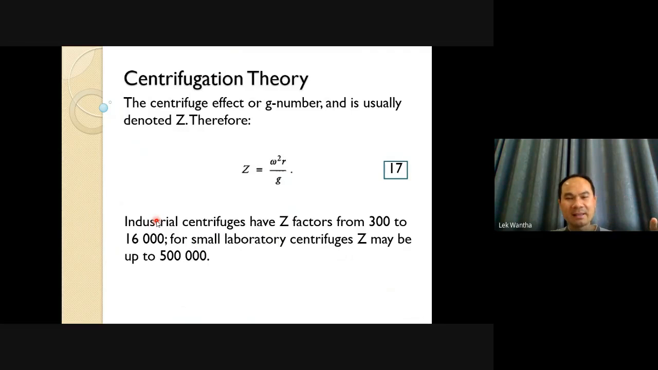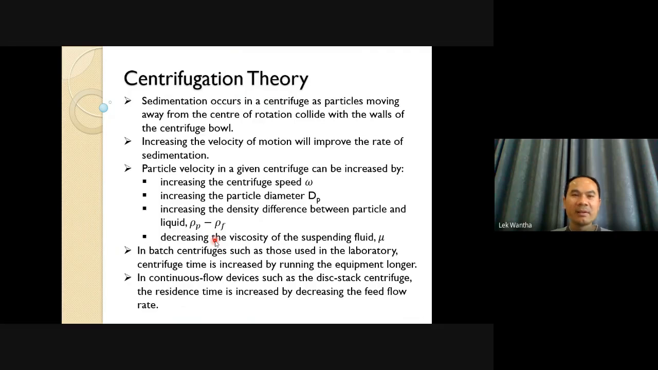With a larger size centrifuge we need a lower Z factor, and with a small centrifuge we need a higher G force. This is common sense: a small unit can spin quite fast, but a large one cannot spin that high, as there is a limit. So for large scale centrifuges we need a smaller Z factor, and for small scale centrifuges we need a higher Z factor. It's common sense.